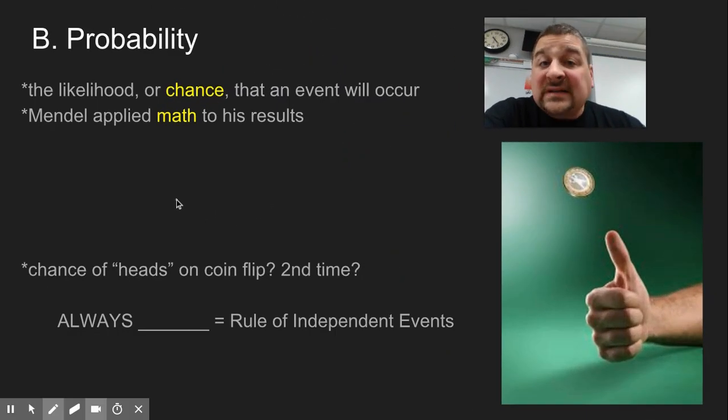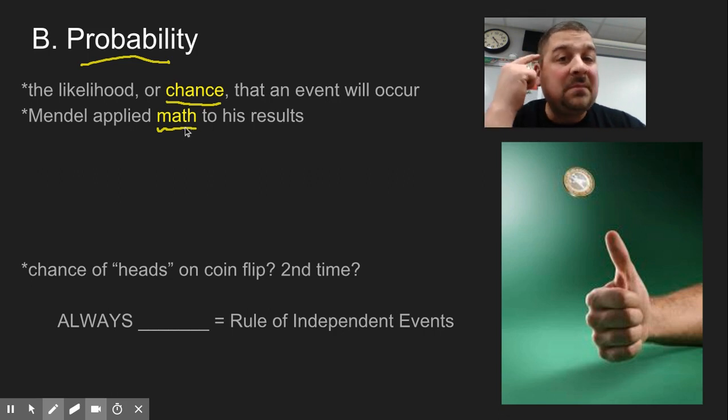One of the first things we'll have to look at is this idea of probability, which helps explain some of the outcomes of his crosses. Probability is the likelihood or the chance that an event will occur. Remember, Mendel was very smart and studied science, but also had that mathy brain, so he was able to see some patterns in his crosses.